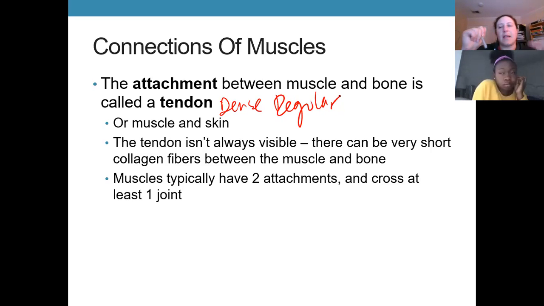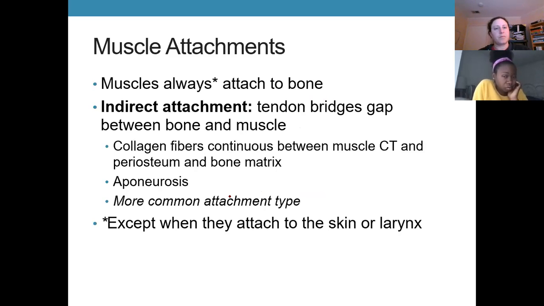Now, sometimes the tendon isn't visible, and so we have two different types of attachments based on whether or not we can actually see the tendon. And we know that muscles are going to have at least two attachments, and they're going to cross at least one joint between those attachments, right? So muscles can cross more than one joint, and they can have more than two attachments, but those are the bare minimum. Otherwise, they wouldn't be very useful.